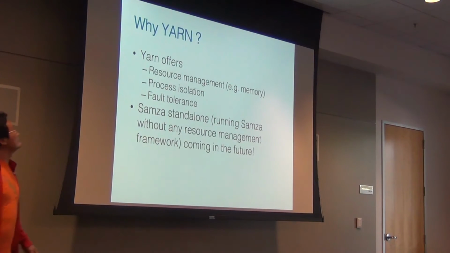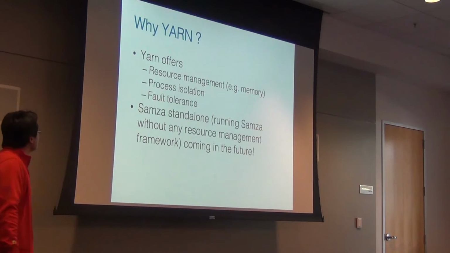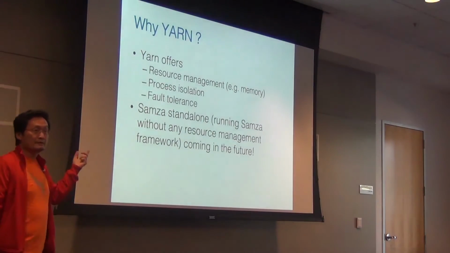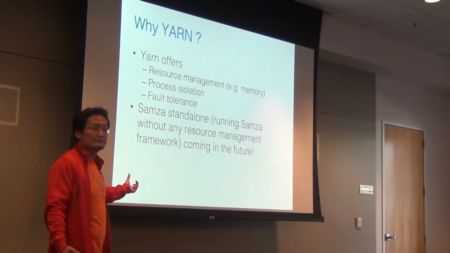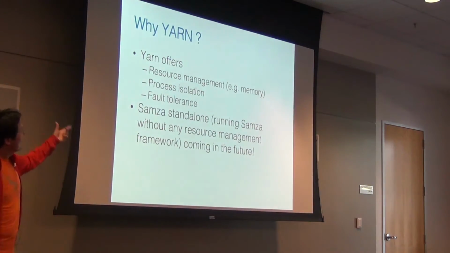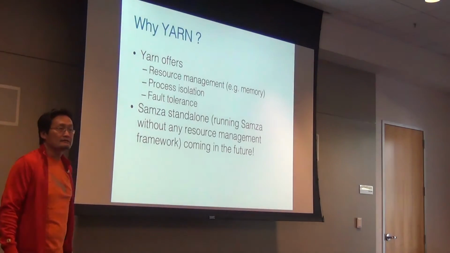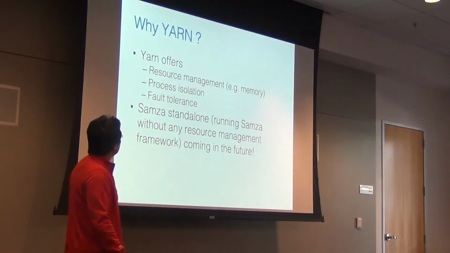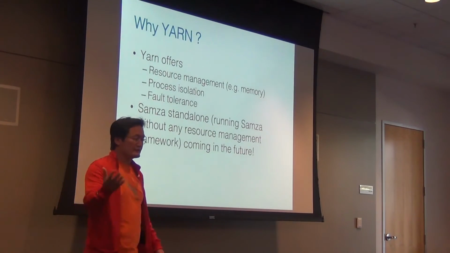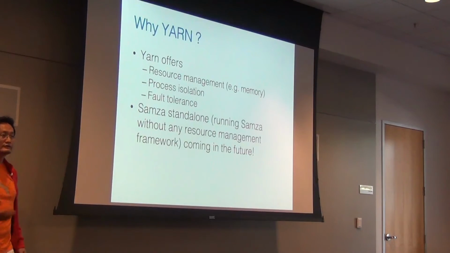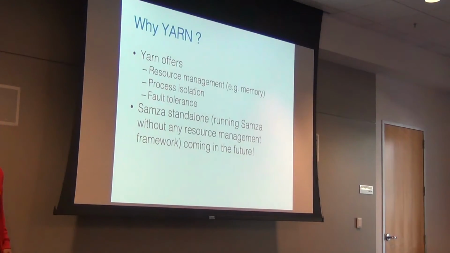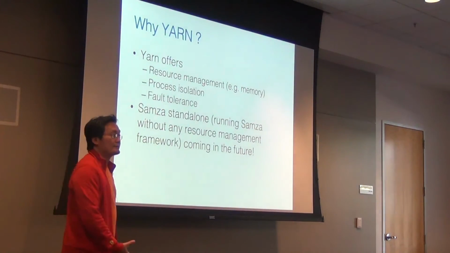So why Yarn? Yarn offers a set of nice things. It does have resource management. At that time, it was only memory, but I think right now it has memory and also CPU, cgroups, isolation, and those nice features as well. So it provides process isolation, actually, with cgroups, users, those features. And Yarn also provides fault tolerance. If a single container dies, Yarn will detect it and relaunch the container on the same or a different host based on resource availability. So those are all nice features that Yarn already provides, and we don't want to rebuild them.